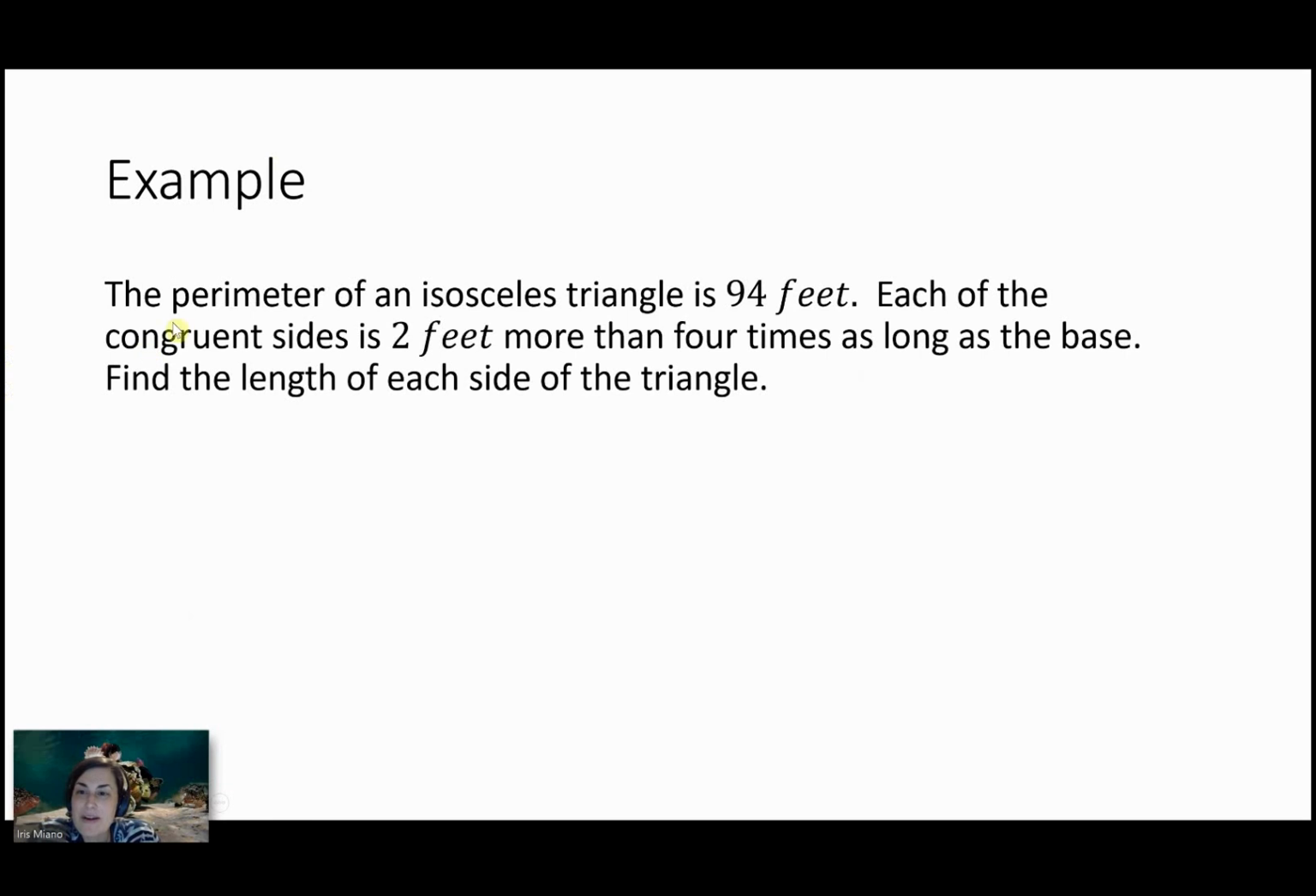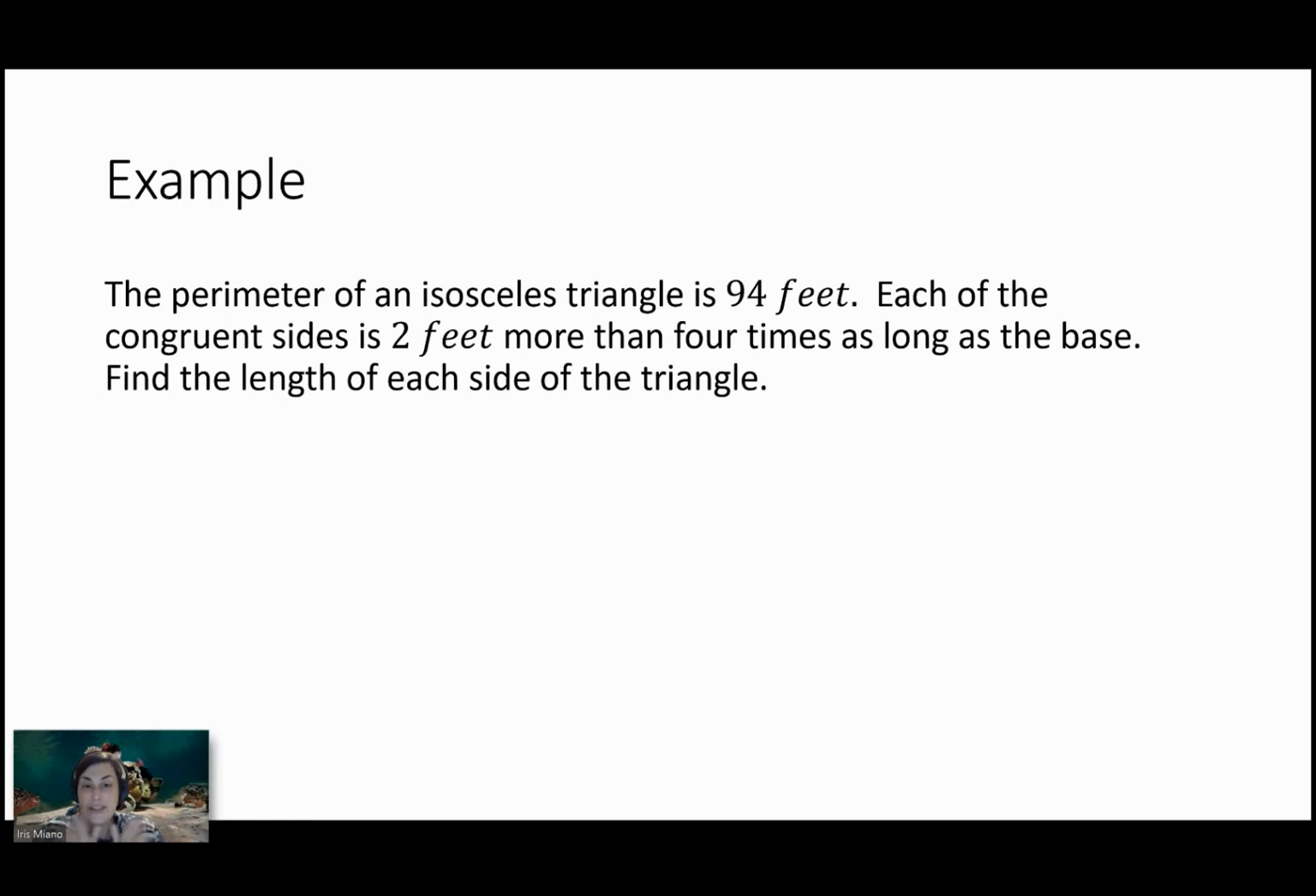Let's say we have the perimeter of an isosceles triangle is 94 feet. Okay, so remember, triangle, 3 edges, we sum up the 3 edges, that's the perimeter, and it happens to be 94 feet. That's what that first sentence is saying. Then it says, each of the congruent sides is 2 feet more than 4 times as long as the base. So there's an algebraic relationship between the base and the 2 congruent edges of the isosceles triangle in question. We're going to find the length of each side of the triangle. How many sides does a triangle have again? 3. So that means we should have 3 answers associated with this exercise, with this example.